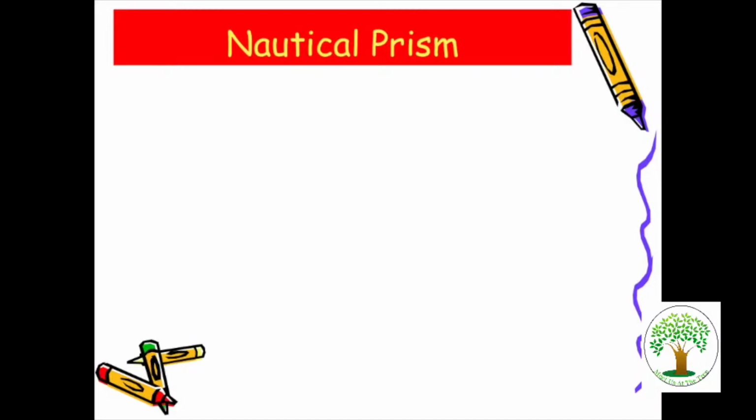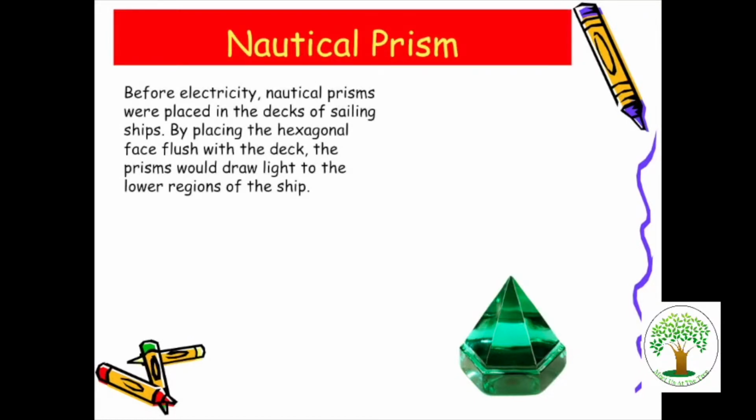I have one on the table here, and I'll show it to you in a minute. It's called a nautical prism. You can pick it up and hold it. It's a prism with a pyramid on it. The really cool thing about this, I'm going to just read this first here. A nautical prism. Before electricity, nautical prisms were placed on the decks of sailing ships. By placing the hexagonal face flush with the deck, the prism would draw light into the lower regions of the ship. And when I first saw this, I was like, what in the world? This is pointy. People are going to step on it and hurt themselves. But the prism side is the side that's up against the deck of the ship.